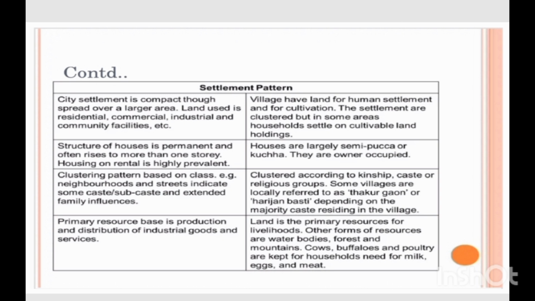City settlements are characterized by their compact nature, even though they spread over larger areas. Land use in cities is highly diversified, encompassing residential, commercial, industrial zones, and various community facilities. Villages have dedicated land for both human settlement and cultivation. In some regions, households may settle directly on their cultivable land holdings.